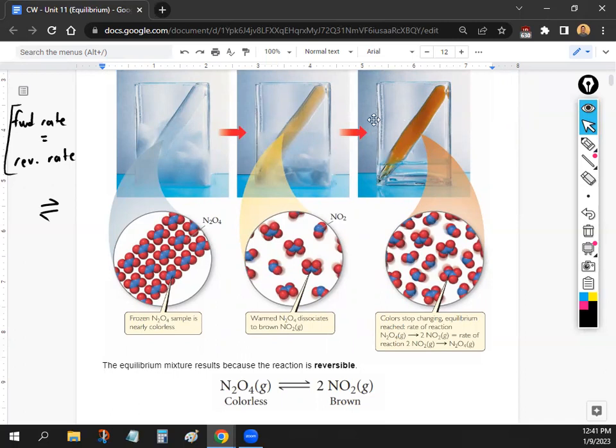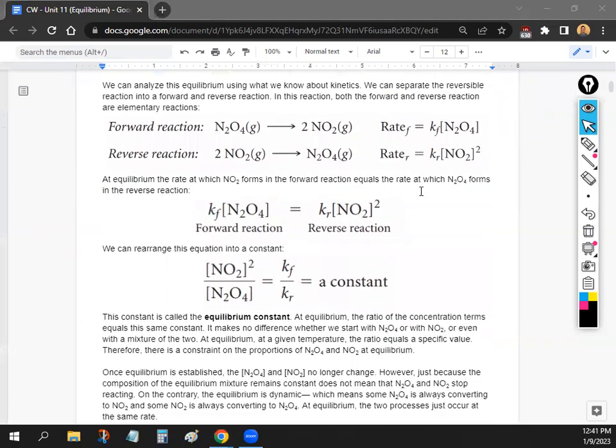Now, the key thing to note is that equilibrium is about rates. It doesn't mean you have the same amount of reactants and products. It's the rate of the reaction. So let's take a look at this.